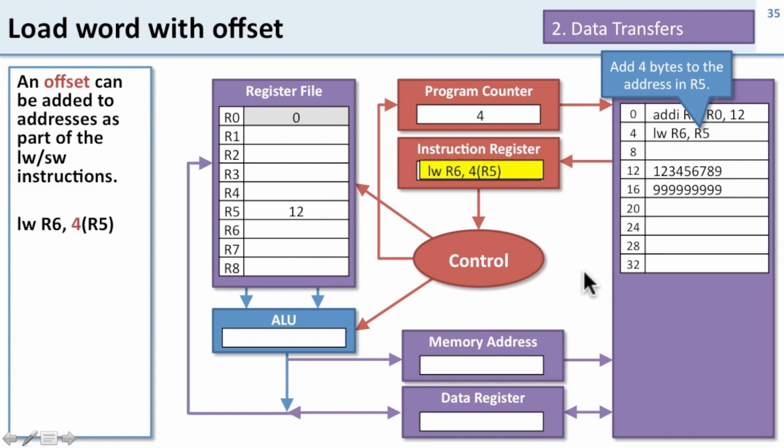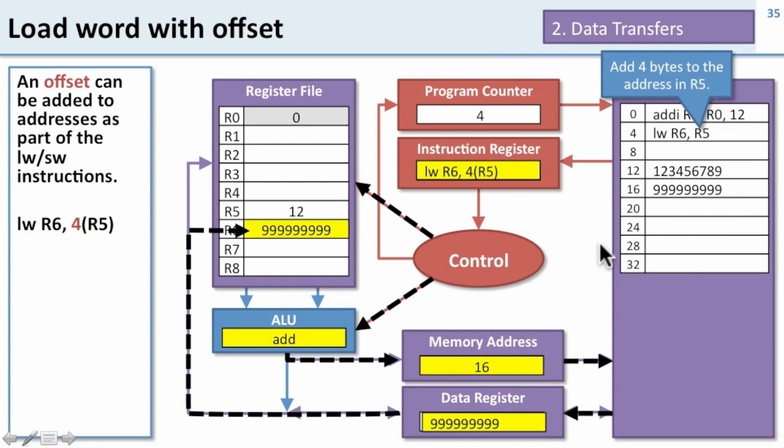Here's our instruction in the instruction register. This is a load with an offset. Now our control is going to tell the ALU to do an add. And what's it going to add? It's going to add the value in R5 and this 4 from the instruction. So we take the value in R5 and the 4 from the instruction, and we get 16. Now we're going to do the load. We access the memory at location 16, load it into our data register, and then finally write it back into our register file.